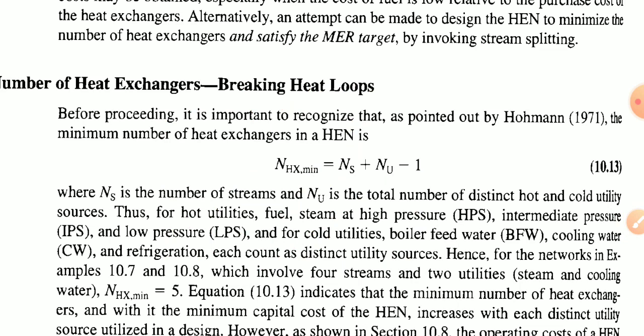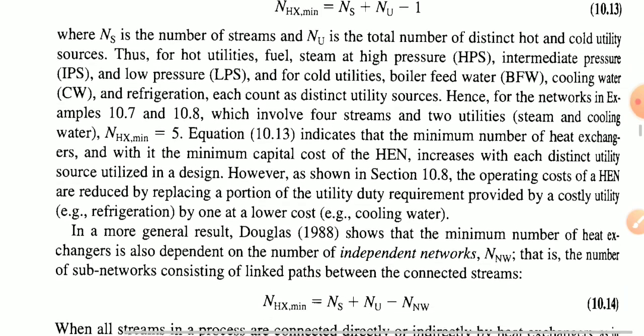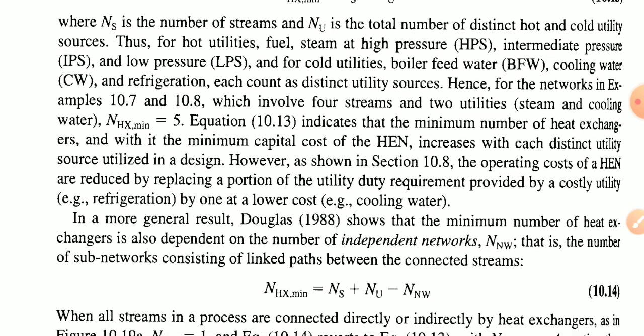Okay, and these are the equations. NHX minimum is equal to NS plus NU minus 1, where NS is the number of streams and NU is the total number of distinct hot and cold utility sources.